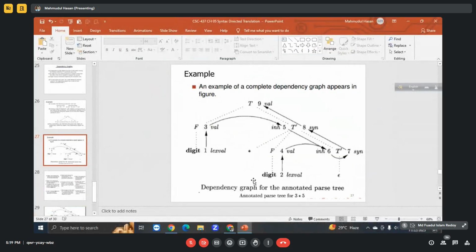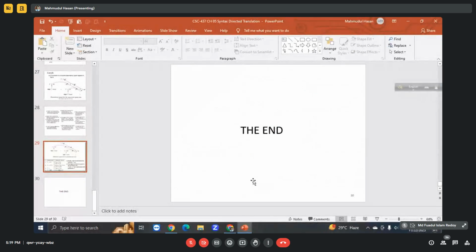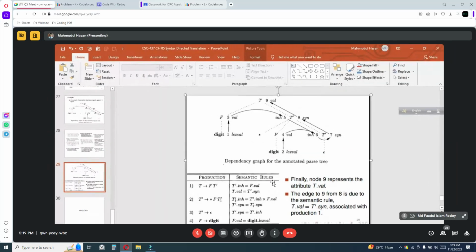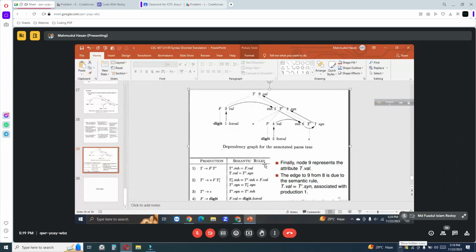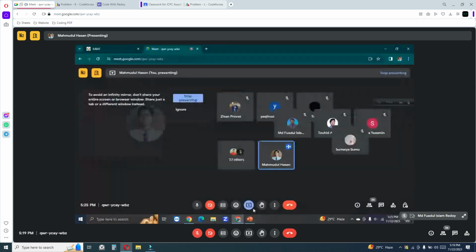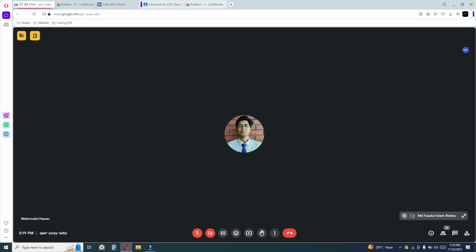Okay, so this chapter is completed. I posted the slide. If you have any question, you can ask me in the next class, and next week you have a class test on this chapter. The contents of this chapter are actually very little, just the annotated parse tree and the dependency graph. Yes, sir.